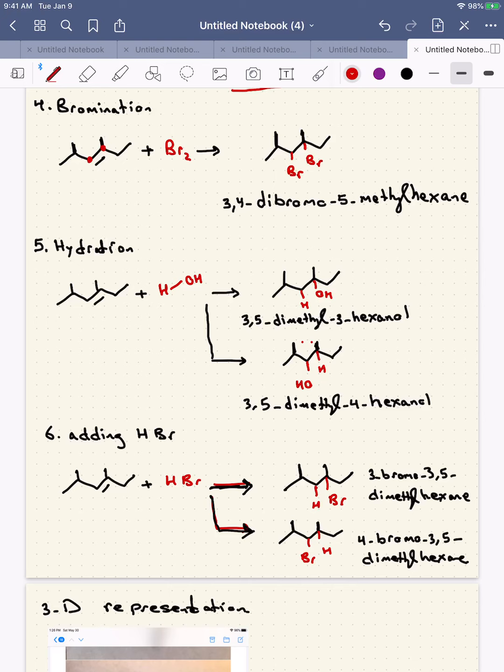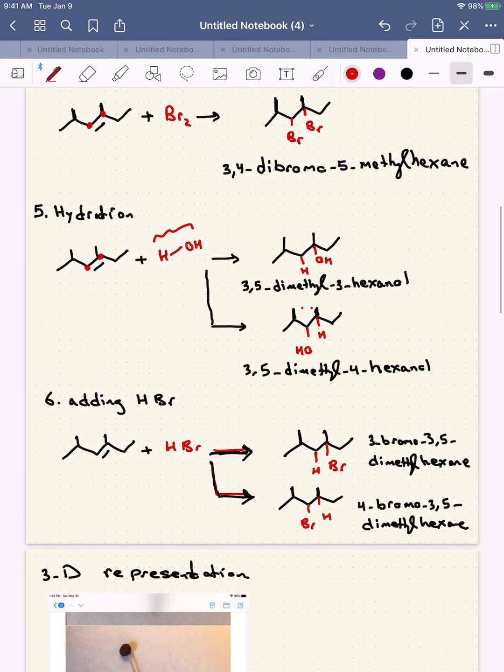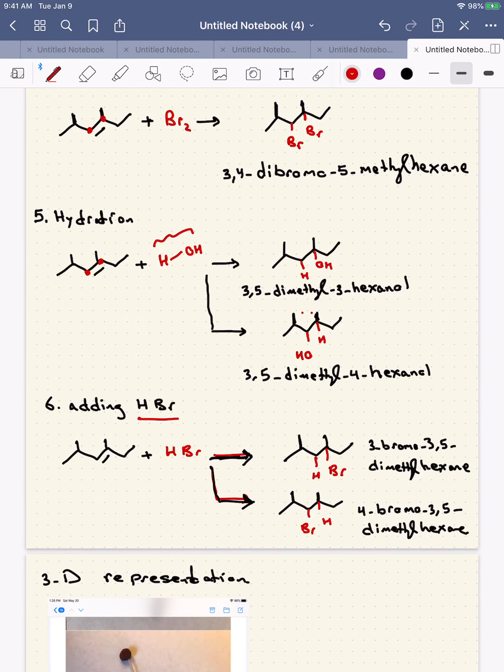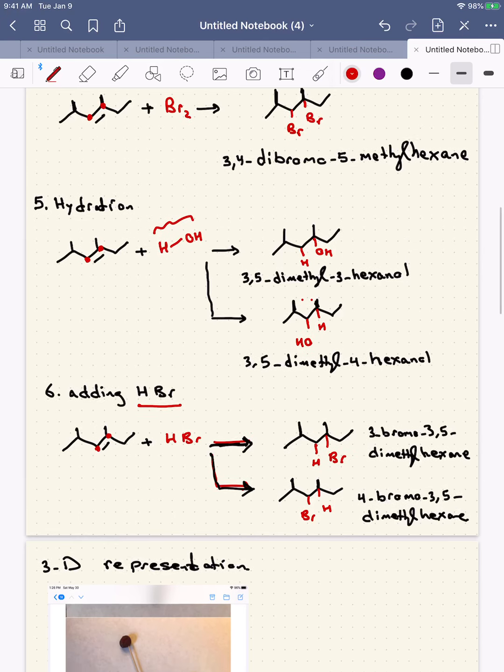Hydration is adding H2O. H2O, we decided we show it as HOH. So one of the hydrogen goes here, the OH goes here, but you can also have another isomer, so OH goes here, hydrogen goes here. And I'm giving you the 2 possible product or isomers, and I name them accordingly. Same rule applies when you add HBr or HCl, so you could have H here, Br here, or vice versa, and I have those.